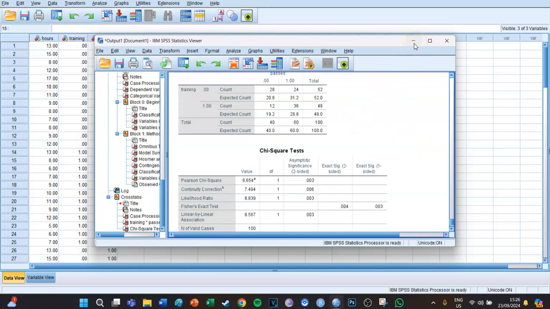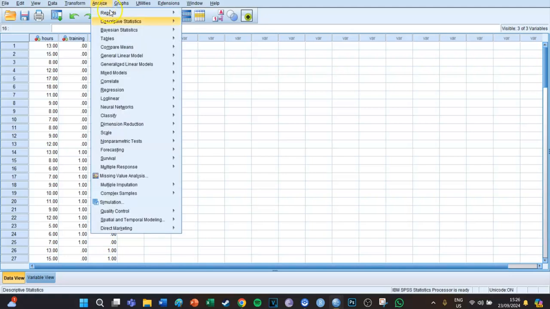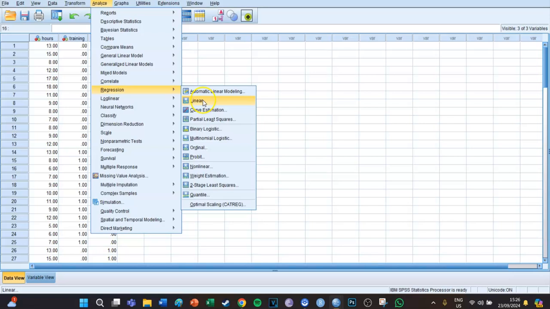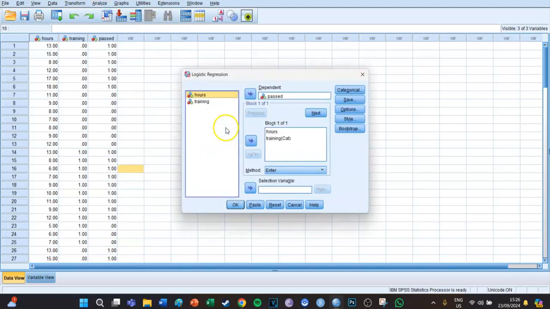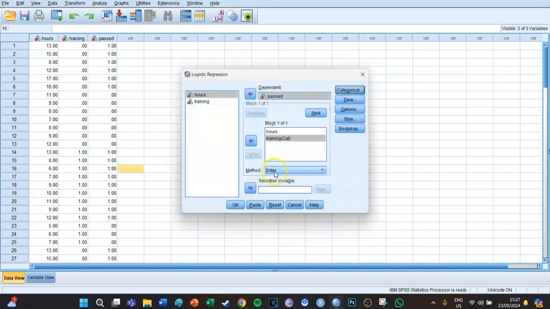But of course we want to know what this relationship is. So we want to know the betas of this exact relationship. So you go to Analyze, Regression, and this time not Linear, but you select Binary Logistic. The dependent variable in this case is passed, whether you passed or not, and the independent variables are hours, how many hours you studied, and training, whether you took the training or not. Then at Categorical we select training because it is a categorical variable. I'll take it out and select it again, and then you press continue.